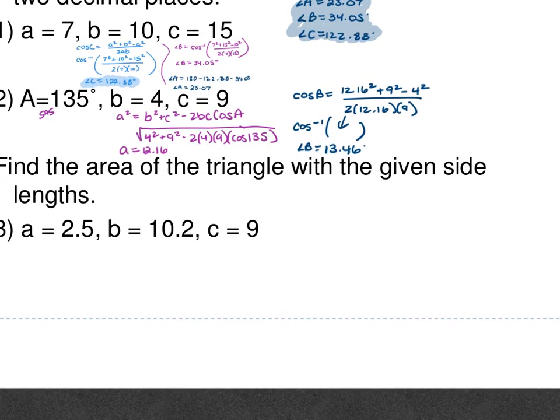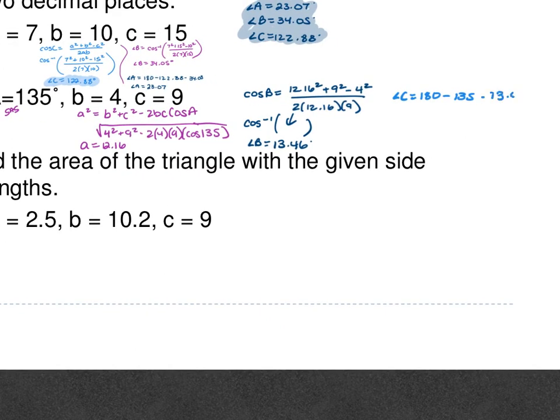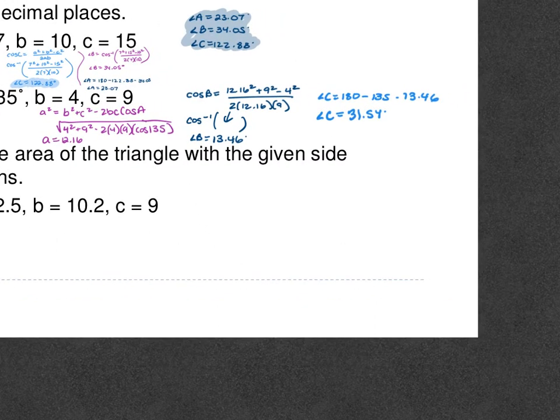So then the last thing I need to find is angle C. And I could subtract the other 2 from 180. Or I could do law of sines again, or I could do both with extra time to check. So then I've got side A, 12.16, angle B, 13.46, and angle C, 31.54. Make sure you're labeling what's what. If your answer includes both side C and angle C and I can't tell the difference between them, be careful.